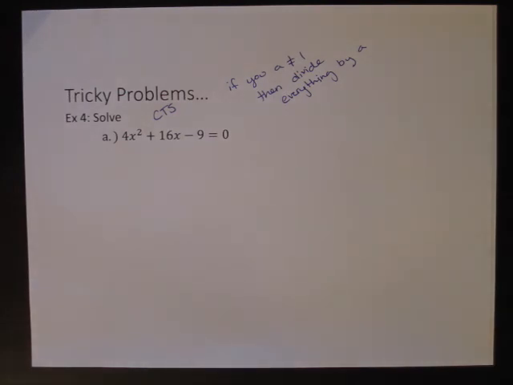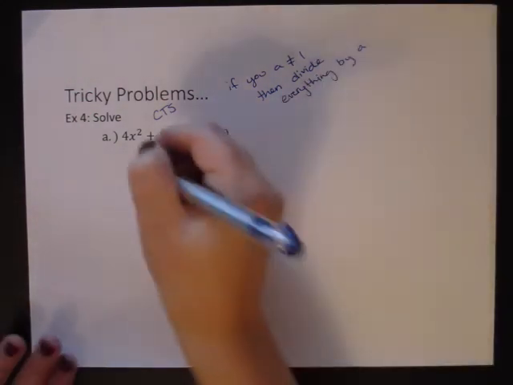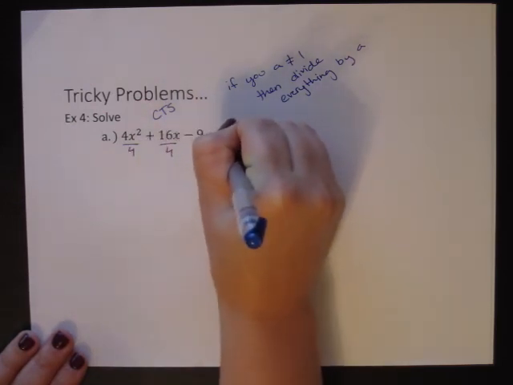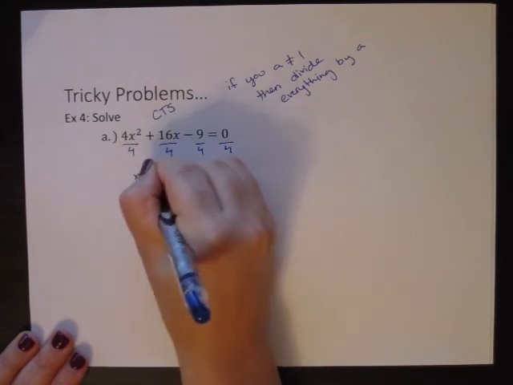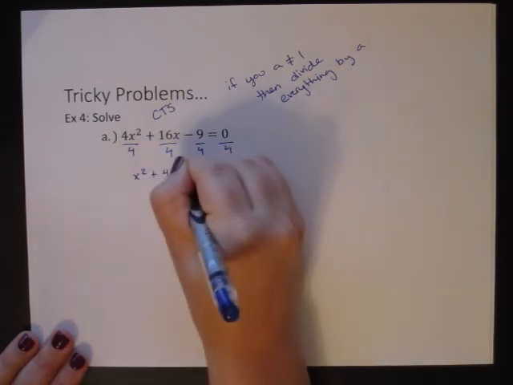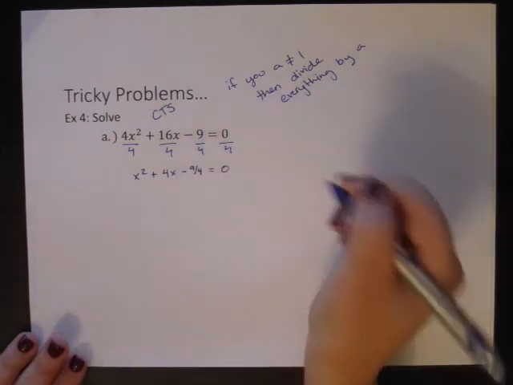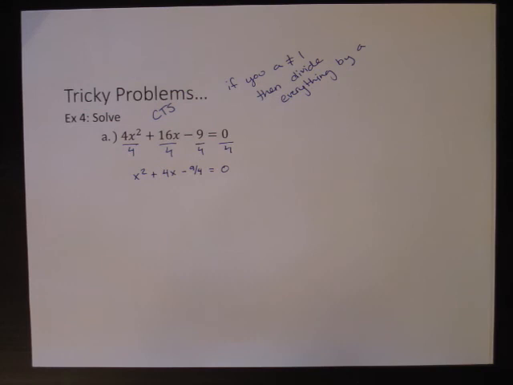You can only do this when you're completing the square. You only can do this when you're completing the square. So you have 3 terms and your middle term is even. Okay, and you're trying to complete the square. So if a doesn't equal 1, you divide everything by a. So we would divide everything by 4 as our first step. So we got x squared plus 4x minus 9 over 4 equals 0, because 0 divided by anything is 0.